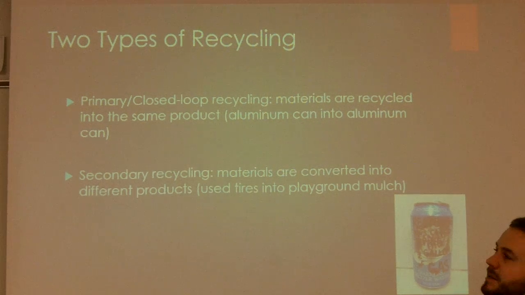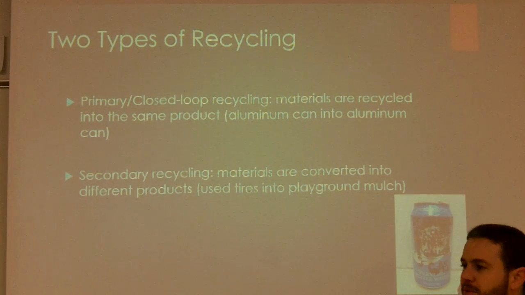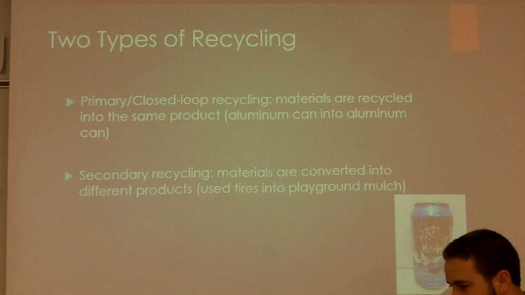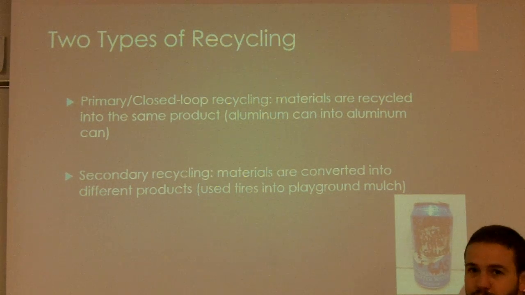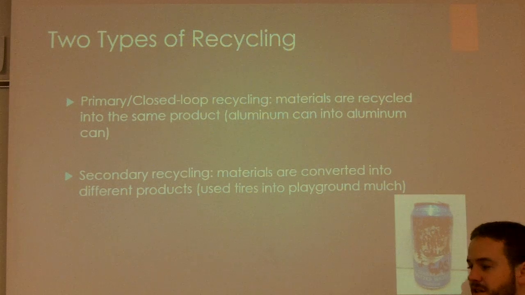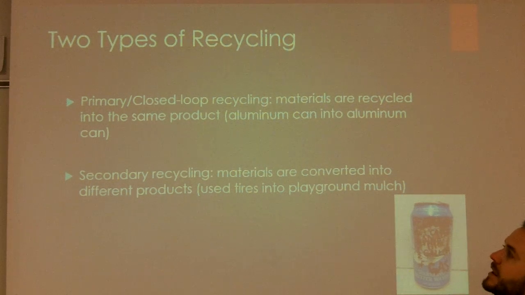All right, two types of recycling. Primary, or closed loop, and secondary. Primary is when materials are recycled into the same product. So an aluminum can becomes an aluminum can. And that is great because usually with primary, these things can be used and recycled into the same product over and over again almost indefinitely. So the product itself is not being degraded with each successive recycling event.